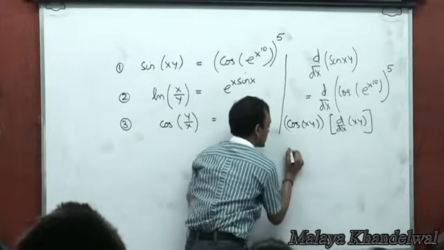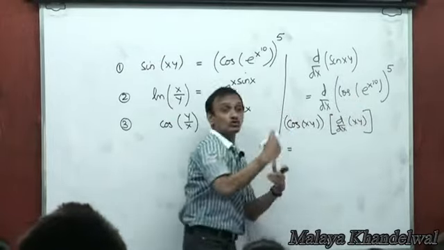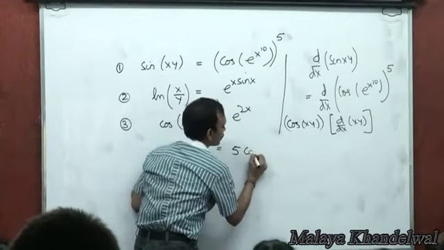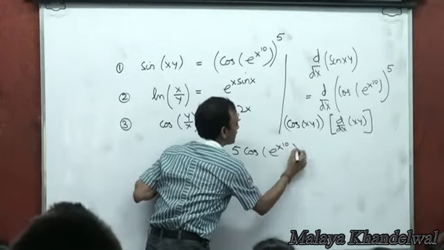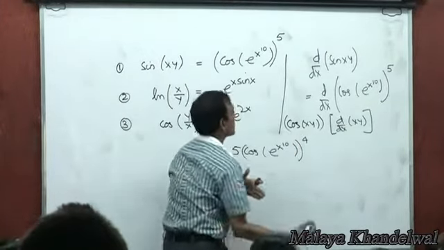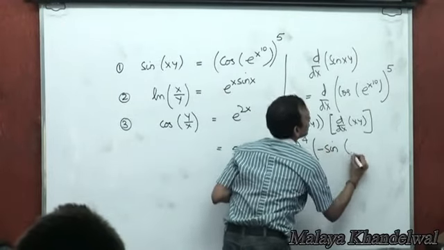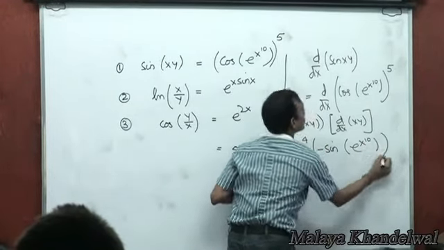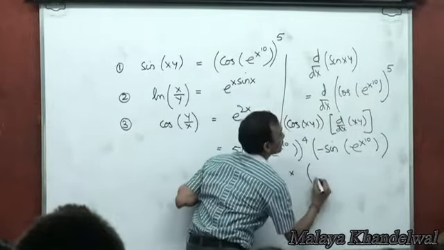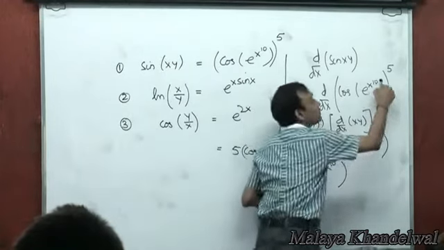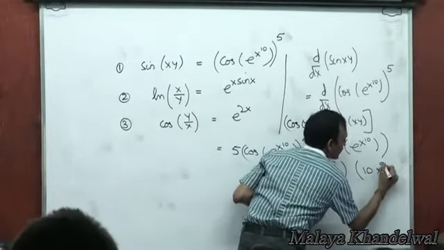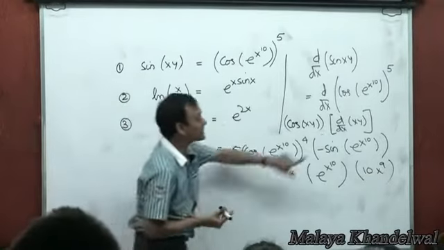Now go on to the right hand side. Outermost, so 5 into something to power 4, right? 5 into (cos e power x power 10) whole to power 4. And then cos will give me minus sine e power x power 10. And then e power will give me e power. And then x power 10 will give me 10x power 9. Absolutely right. And now the left hand side, just the left hand side.